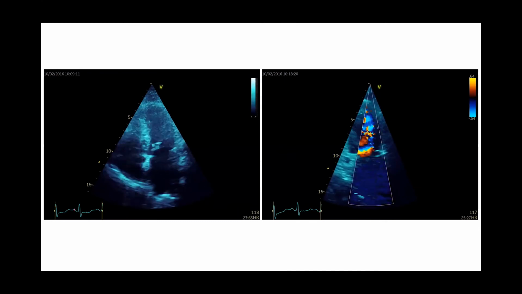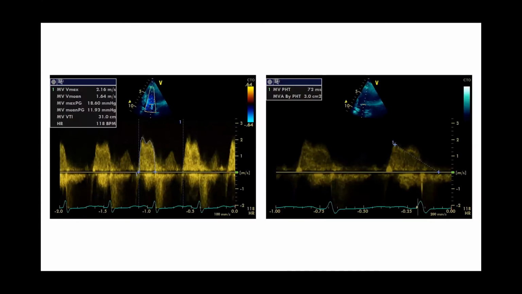So I'd like to do some Doppler studies. On the Doppler studies, I can appreciate the mean pressure gradient is about 11.93, correlating with a moderate mitral stenosis. I'm also confirming whether the patient is in sinus rhythm. The patient is definitely in sinus rhythm.